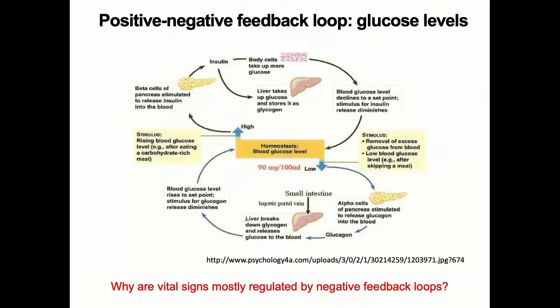Why are there restoring mechanisms in the body, rather than, if it goes high, a system which makes it higher, or if it goes low, a system which makes it lower? Please. That will cause exponential growth of the perturbation, you mean?